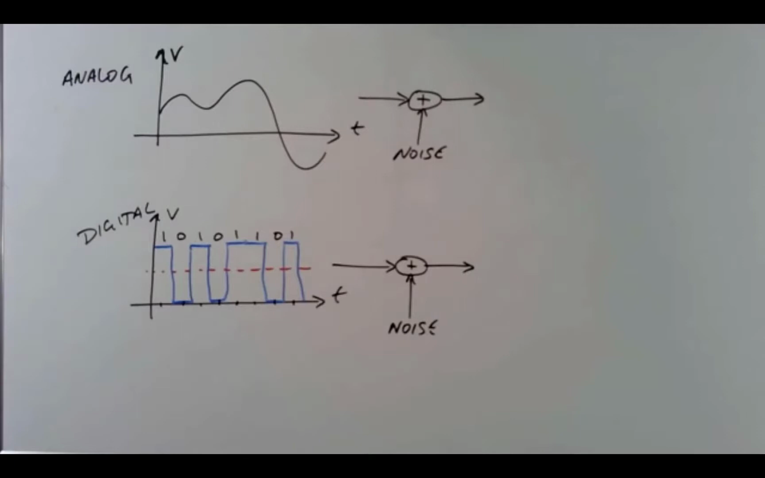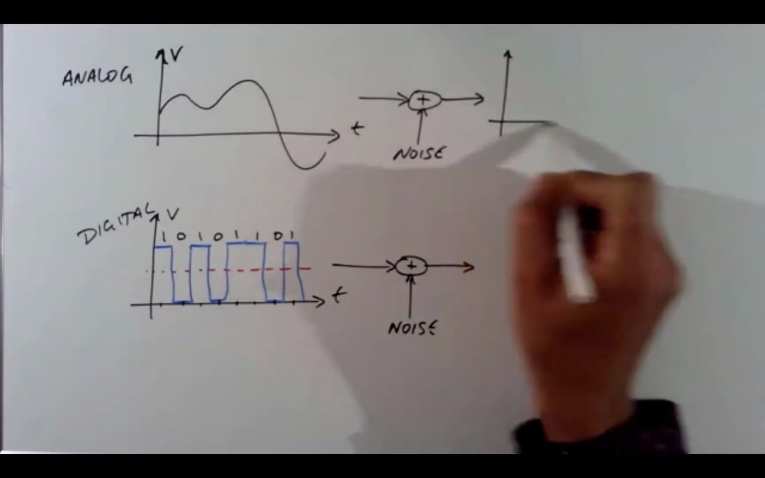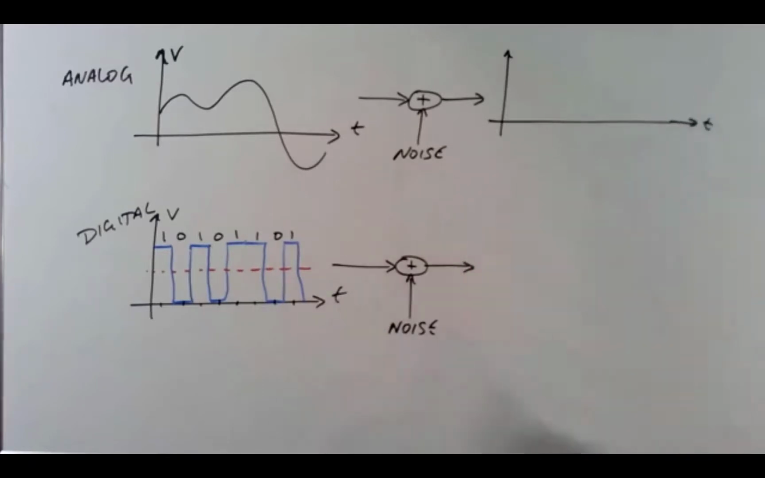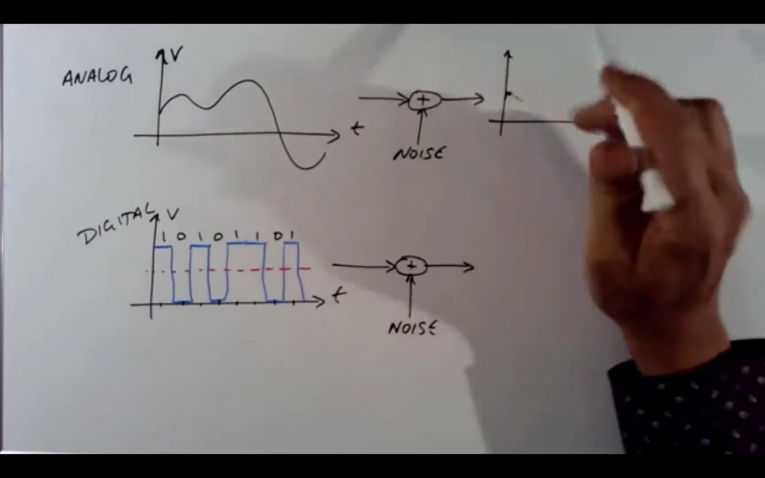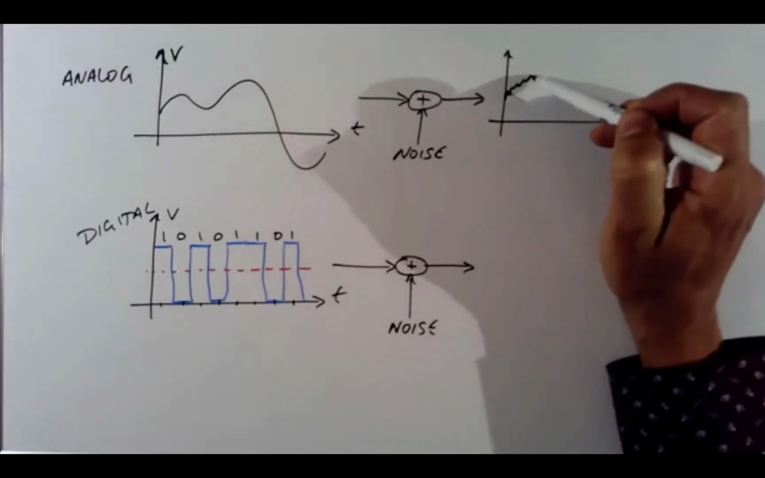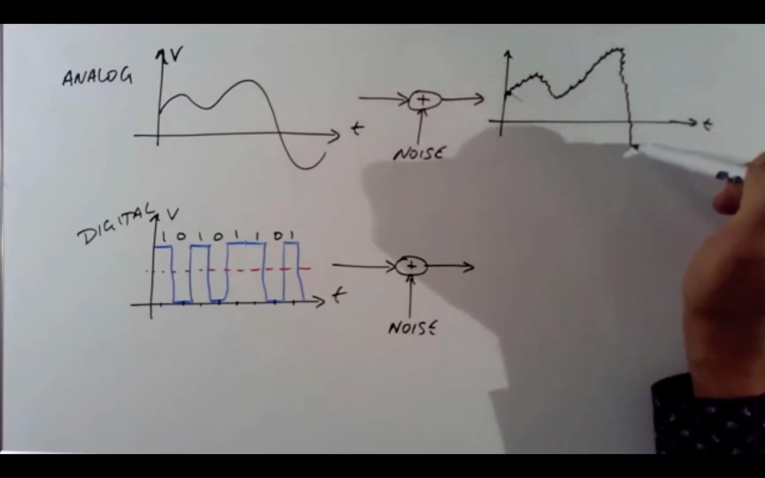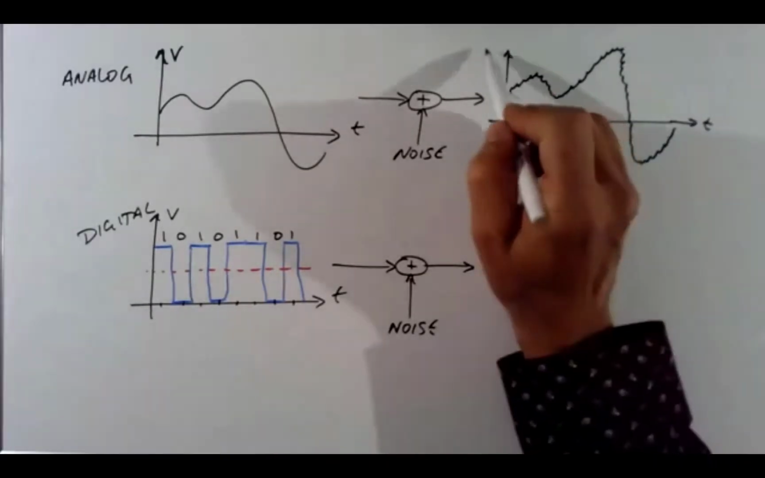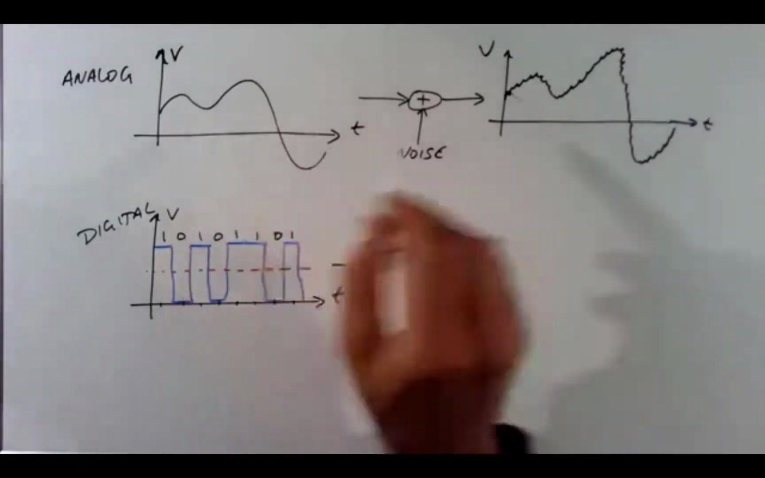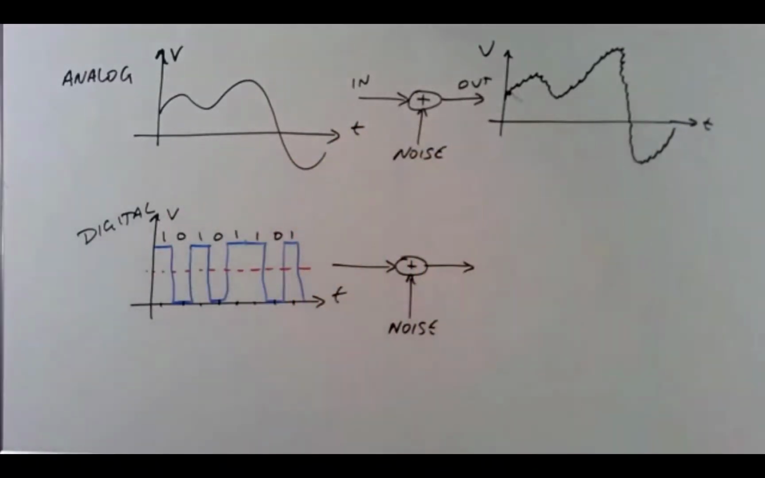And so noise is added, and that does something to your signal. It corrupts it. So versus time, your analog signal, let's say the noise looks like this. It's going to have this noise added to it. So this might be the input to your system, your circuit. This might be the output, and you get noise added.